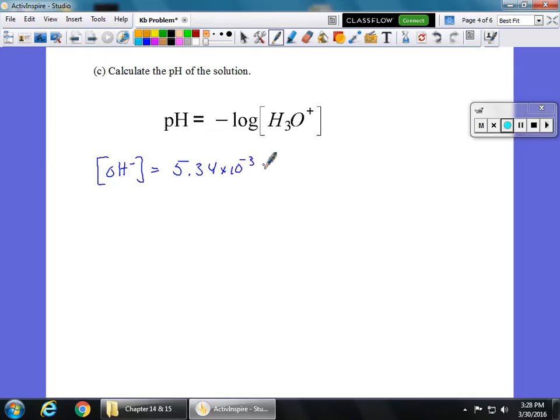That'll help you out. And for us, we're looking to find the pH. There's two things you can do. You can either get Kw and find the hydronium concentration from the hydroxide, or you can take the hydroxide and find the pOH of that solution. Finding the pOH, we would just take the negative log of 5.34 times 10 to the negative third, right? And that would give us a pOH of, what would that be? 11.727.